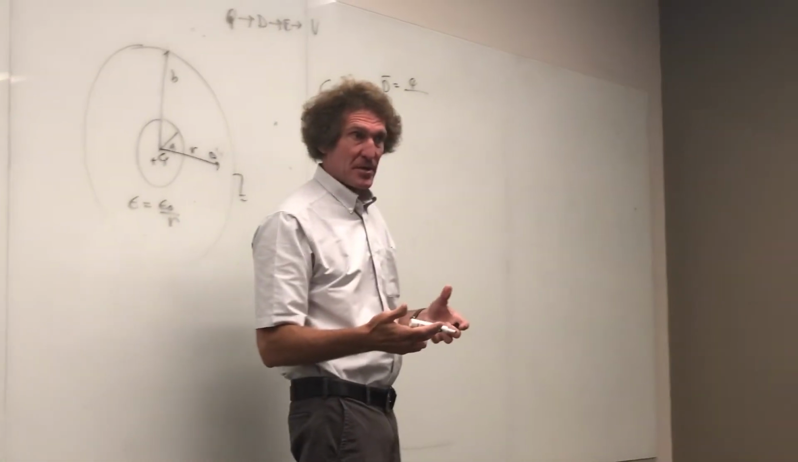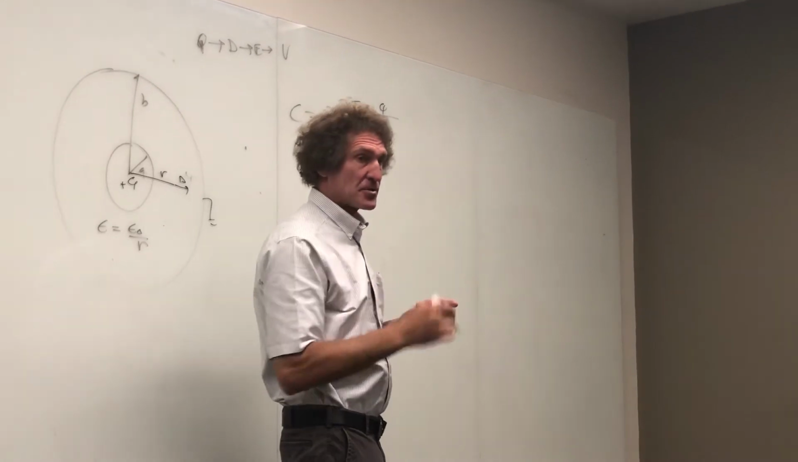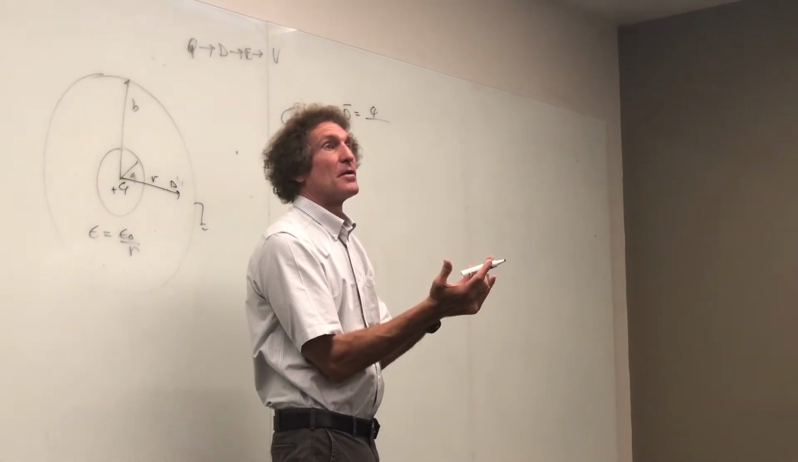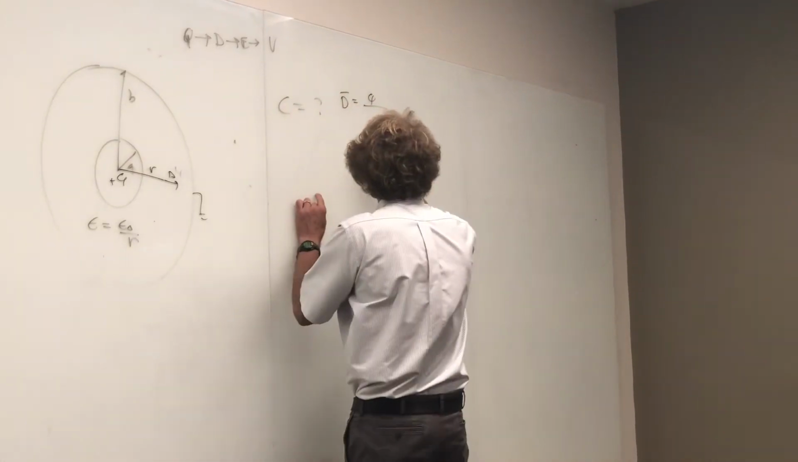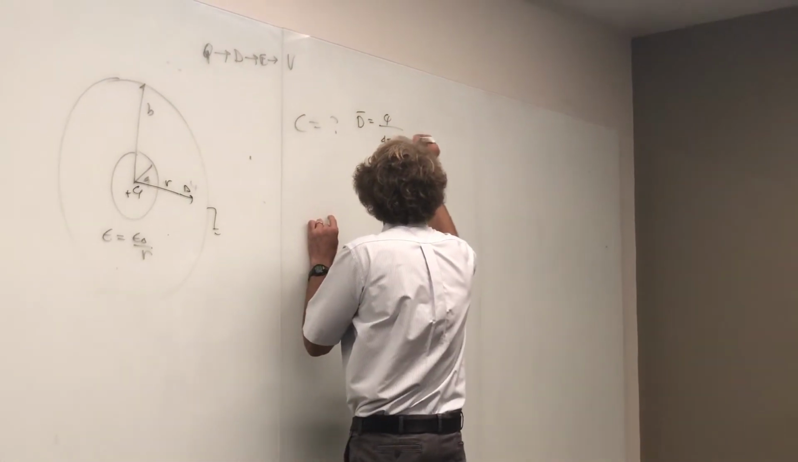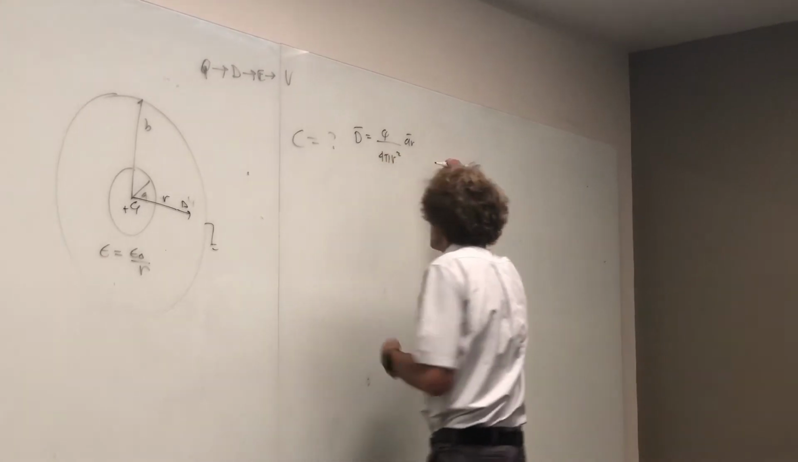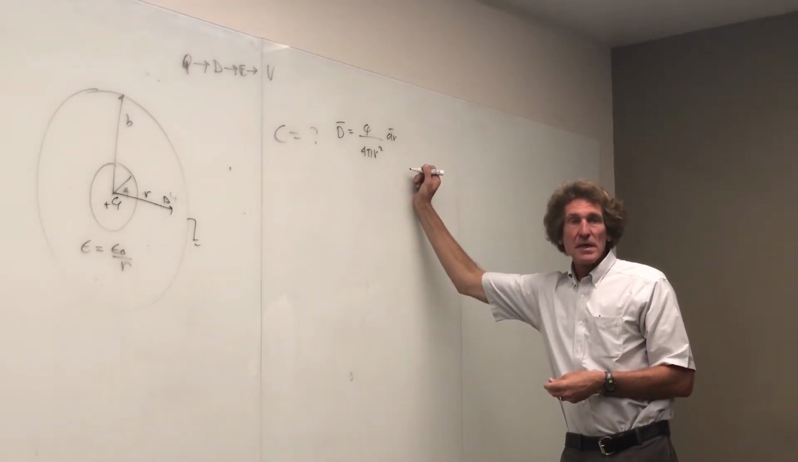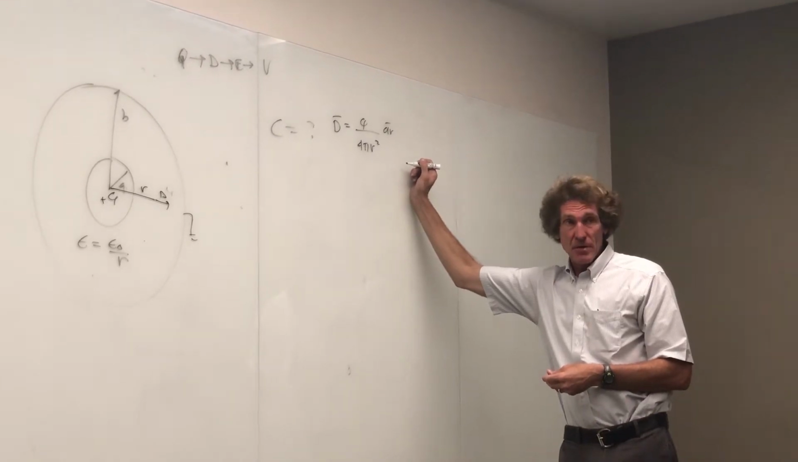Always, it's what? The integral of D dot dS is the charge enclosed, right? I assume charge, what's the surface area? 4 pi r squared. Right, so this is 4 pi r squared, right? Now, if I have D, how do I get E? D over epsilon, right?